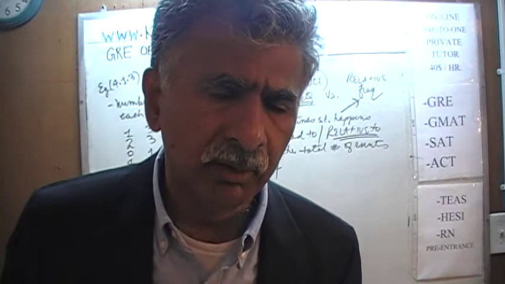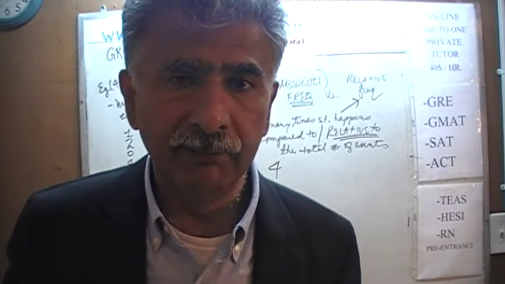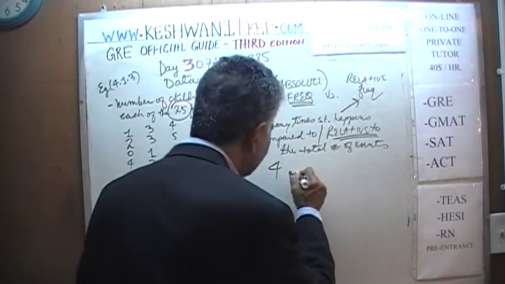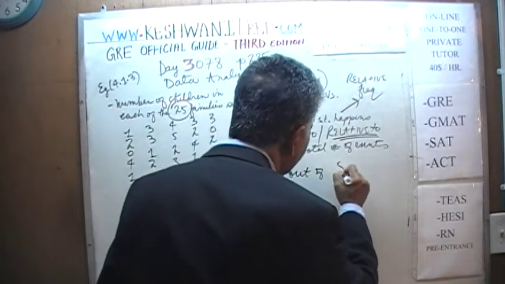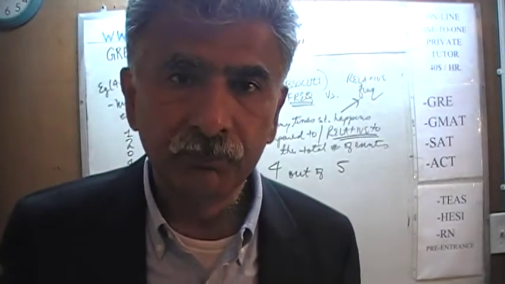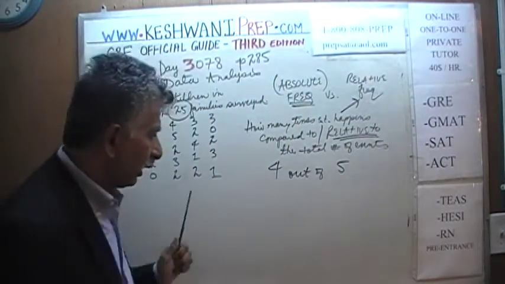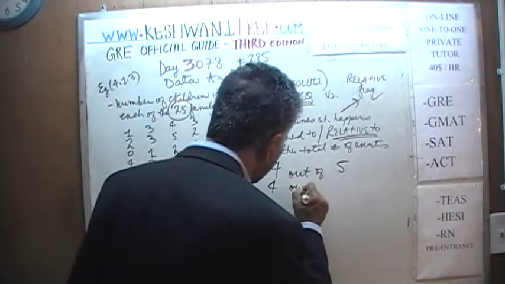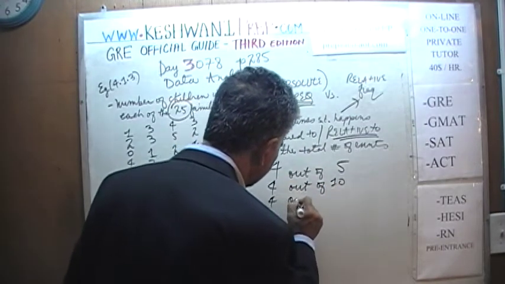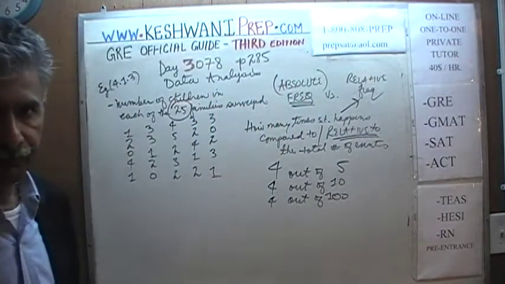Now we are being told something more than that. We are being told that four students got an A out of five who took the exam. That's pretty impressive. So that's relative frequency. When we are told that something happened four out of five times, or four out of ten times, or four out of a hundred times, that's a relative frequency.